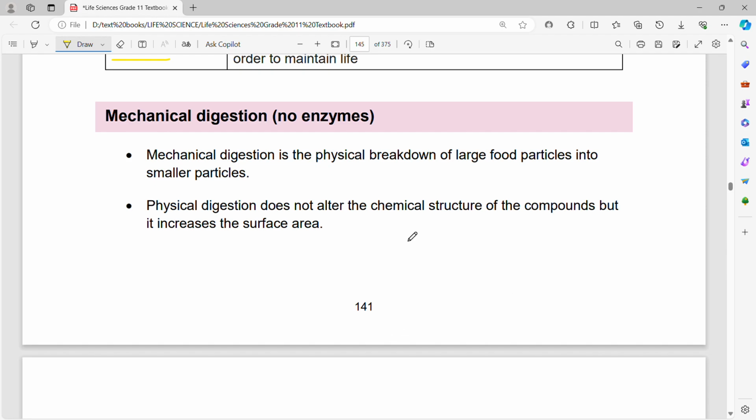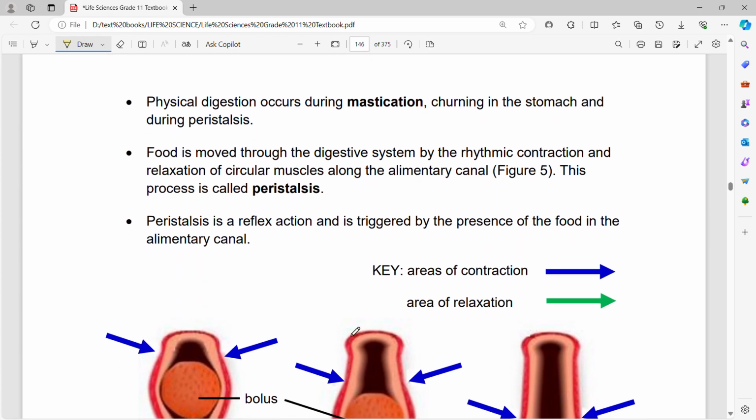Physical digestion does not alter the chemical structure of compounds, but it increases the surface area. So we are chewing. Mastication is an example of mechanical digestion, but we have salivary glands in the mouth which will release your carbohydrases, right? So that will be a form of your chemical digestion, because the chemical is being released so that food can be broken down into the simplest form. Then again, physical digestion occurs during mastication, churning in the stomach, and during peristalsis. These are examples of physical or mechanical digestion.